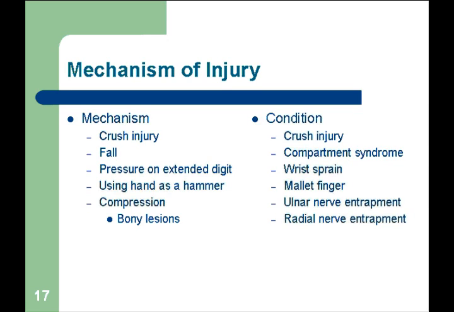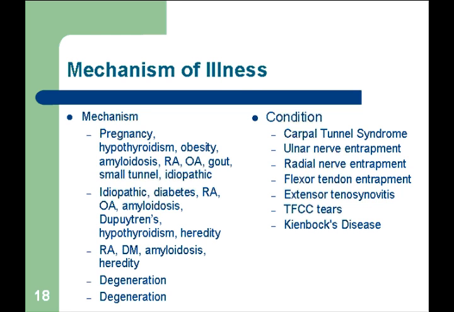Compression neuropathies fall in the ulnar nerve, radial nerve, and of course you can have an underlying bone lesion that may be causing some of that compression in the area. When you think about carpal tunnel, ulnar nerve, radial nerve, flexor tendon entrapment, associated things to consider: pregnancy, hypothyroidism, obesity, amyloidosis, rheumatoid arthritis, osteoarthritis, gout. Some consider individuals to be at risk due to a small carpal canal, and of course the majority of nerve entrapments probably fall into the idiopathic category.